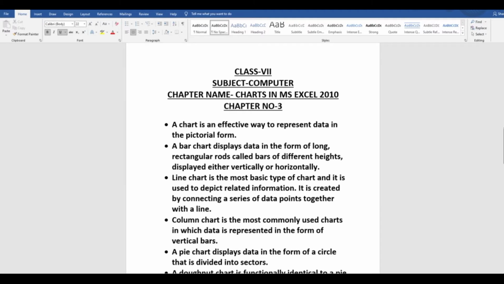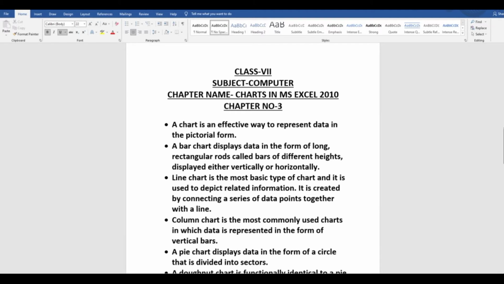MS Excel provides us with various types of charts. The data from the table is taken as input for making the chart. As the data in the table changes, the chart also changes automatically. It is easier to analyze and compare data using a chart.